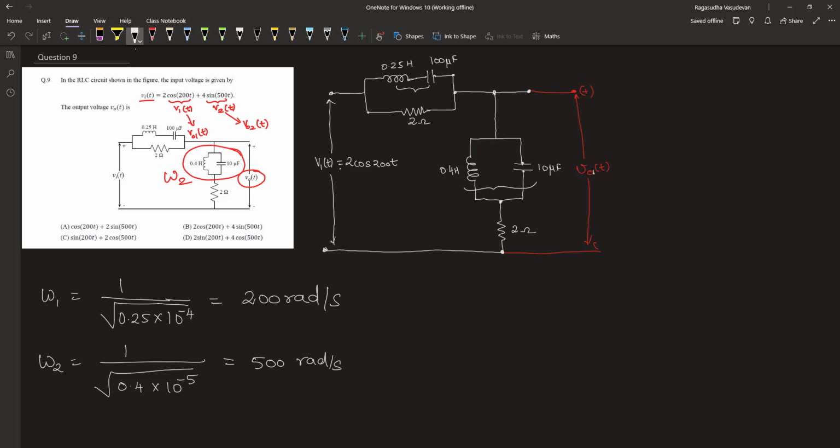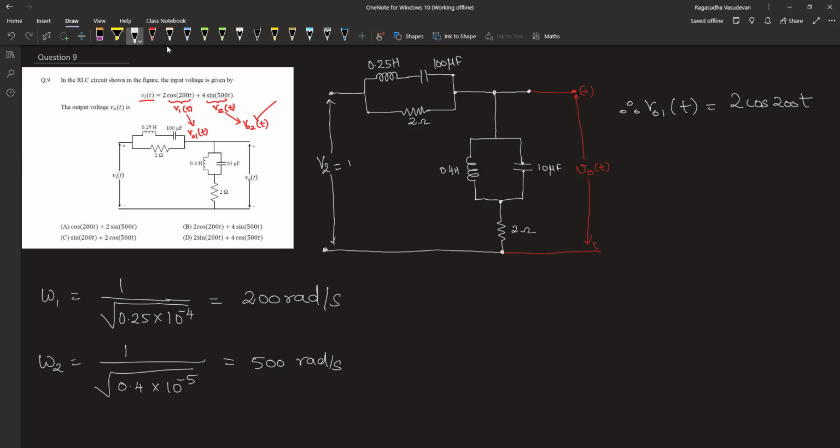Therefore, when Vi is 2 cos 200t, this 200 frequency component will make this tank circuit be in resonance. Therefore, this can be replaced as a short circuit when we apply V1(t). So VO1(t) is equal to Vi(t), because the same voltage will appear across these two terminals. So VO1(t) will be 2 cos 200t. Let's find out VO2(t).